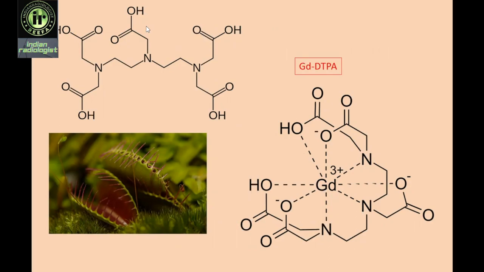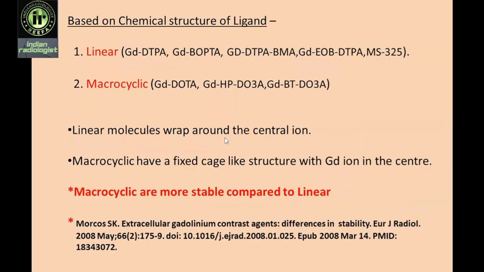So you can take a simple analogy of a flytrap. When in resting state, it is open, like an open mouth. But when a fly rests inside it, in the center, it closes, isn't it? So the same is the mechanism here. This whole linear molecule wraps around the gadolinium, encasing it in the middle. So linear molecules wrap around the central ion.